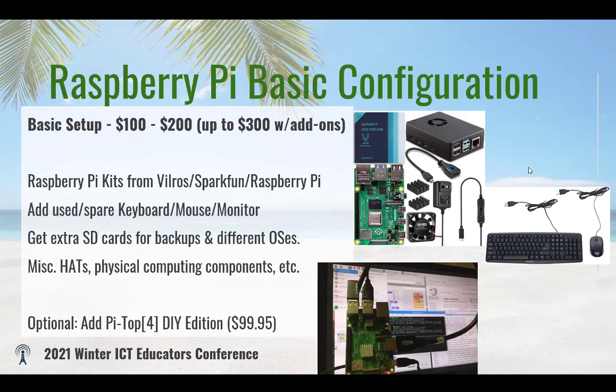So the basic setup, you're just going to buy a real basic Raspberry Pi kit. You can get those from a lot of different places. I've just given you a couple examples. At that point, I tell my students, go either use a spare keyboard, mouse, and monitor, or go find used ones, right? Go to Goodwill, go to thrift stores, go to garage sales, buy a decent one, clean it up, plug it in, and go to town.